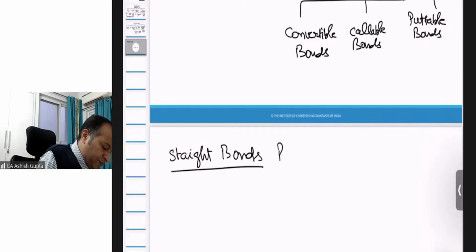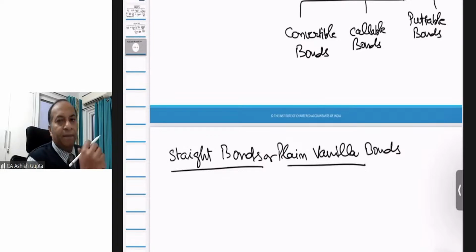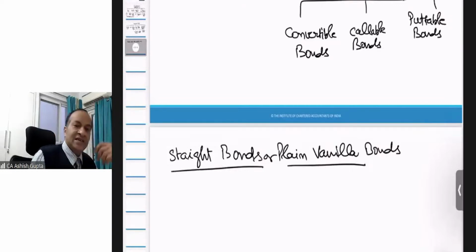or it is also called plain vanilla bonds. Students, when we talk about the term plain vanilla in the finance world, it normally implies something very simple, very plain. Because in financial instruments, normally we add terms and conditions in such a manner that it becomes complicated. So plain vanilla means very basic.